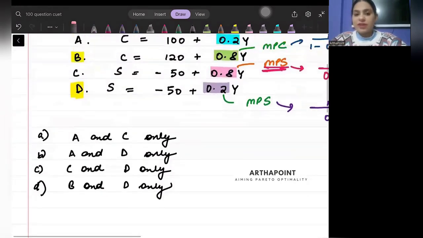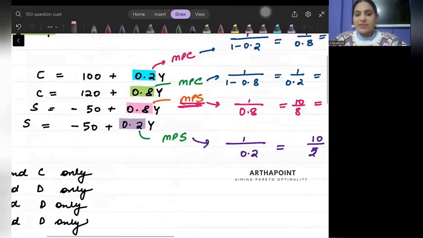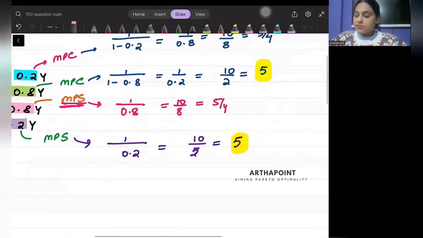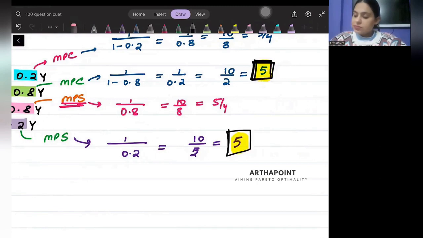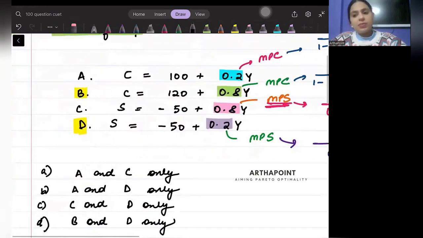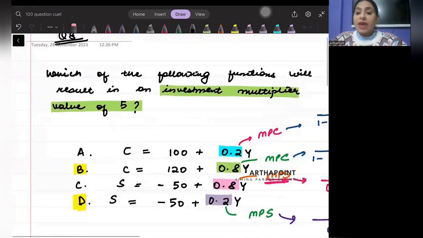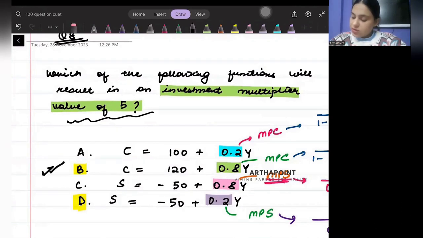This is where the multiplier comes out as 5. So I am getting my multiplier as 5 here and here. This will be the value of my multiplier in the above cases. So the question is, where is the multiplier 5? We have found out that it is 5 here and here. Okay, thank you.